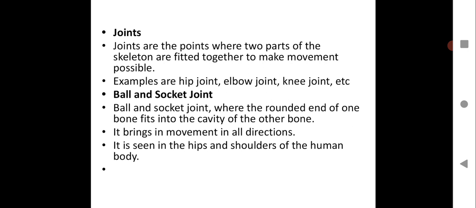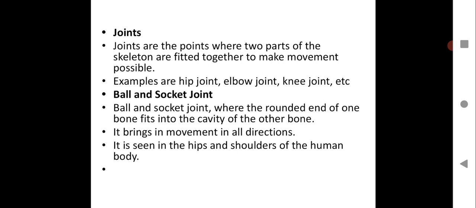This is also very important for the various movements, like the ball and socket joint, where the rounded end of one bone fits into the cavity of the other bone. So it is one bone fitting in the cavity of the other bone. It is made like that naturally. So this helps in bringing movement in all directions.